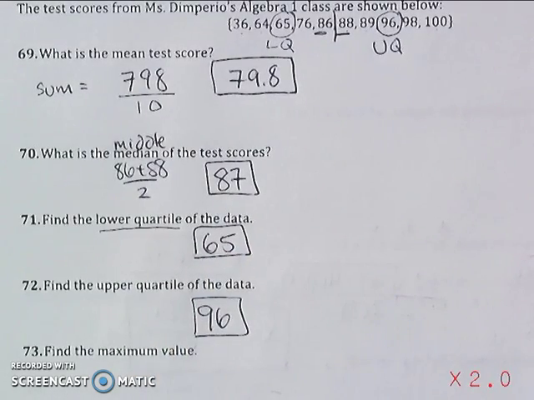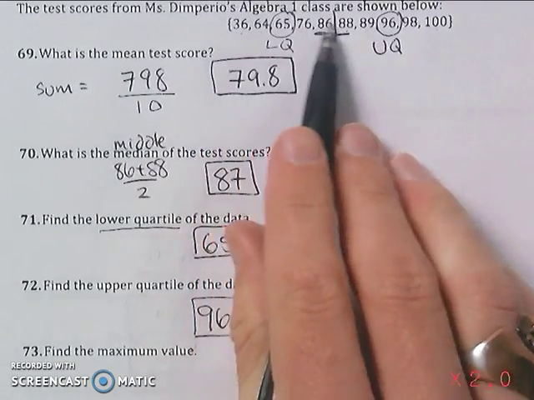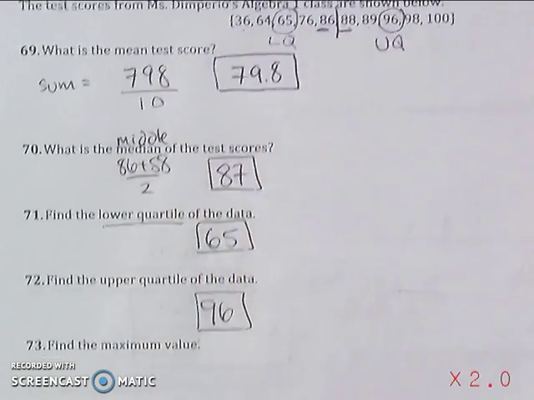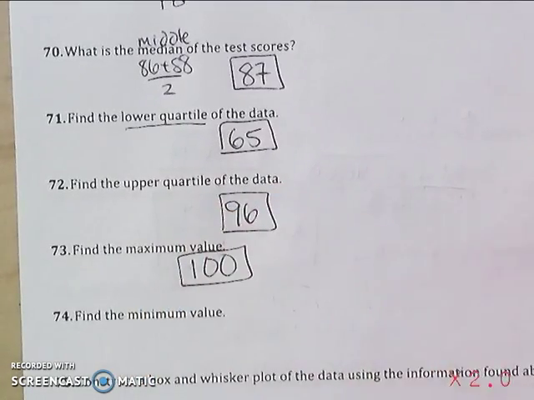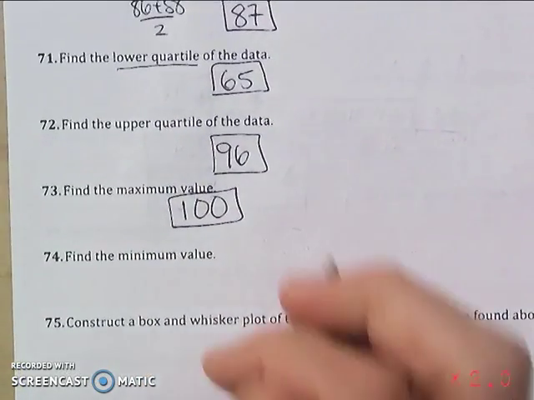Okay. Find the max value for 73. Well, our highest value is clearly 100. And what's our minimum value? 36.